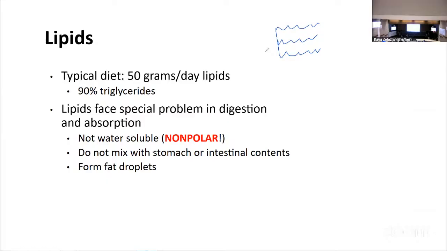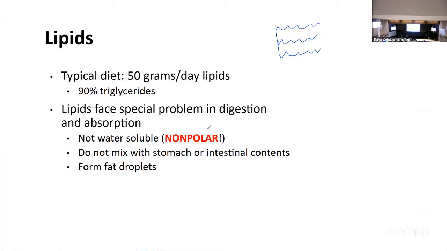This means that as you eat lipids, they're not really going to mix in with the stomach contents or the intestinal contents. They're just all going to try to group together as one big fat glob, right? Now we're forming kind of a fatberg as we go into the stomach and the intestines. We can't just absorb a giant fat glob through a cell. That's not going to work.